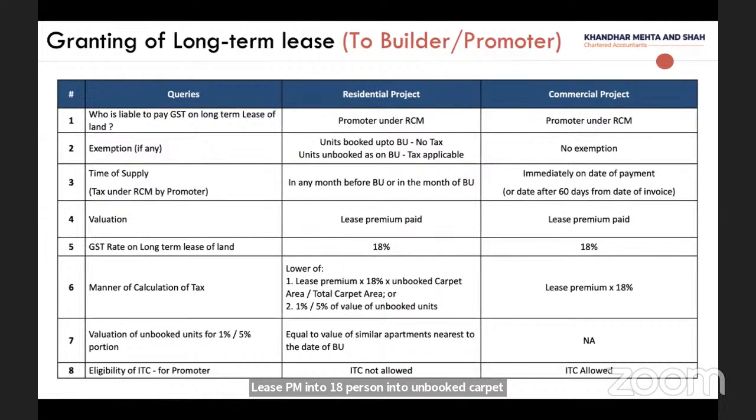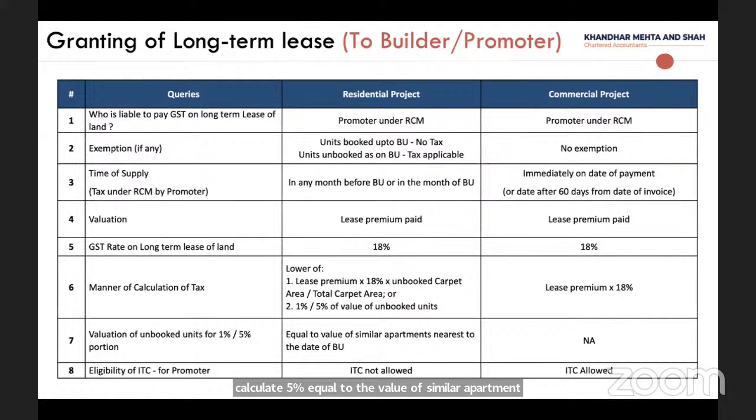Now that amount, compare it with the 5% on whatever unbooked units are there. Whichever is the lower amount, you pay that amount under reverse charge mechanism. And valuation of unbooked units, because I need to value the unbooked units on which I want to calculate 5%, is equal to the value of a similar apartment sold nearest to the date of BU.